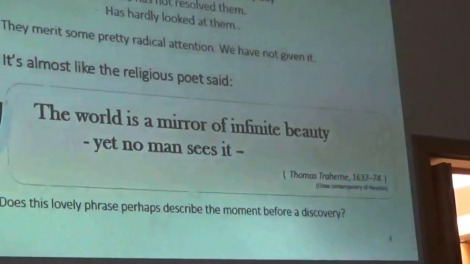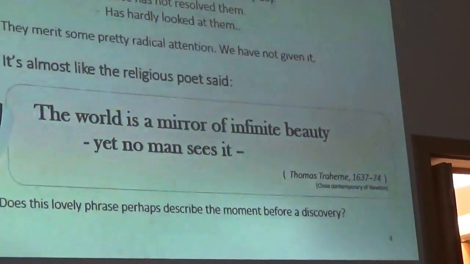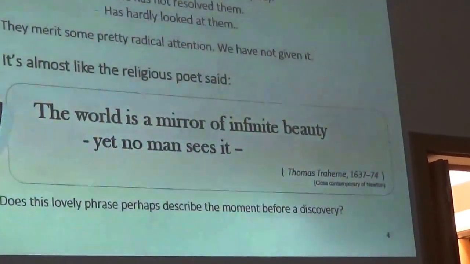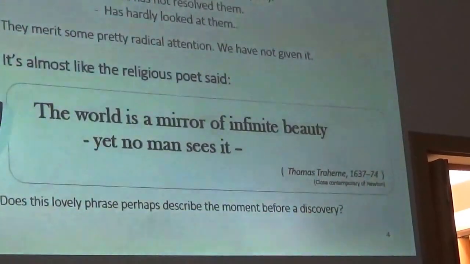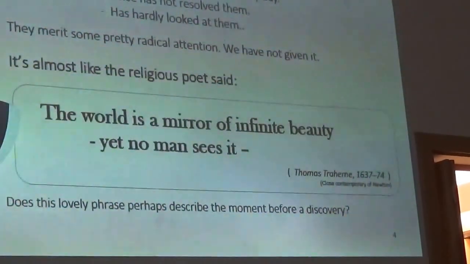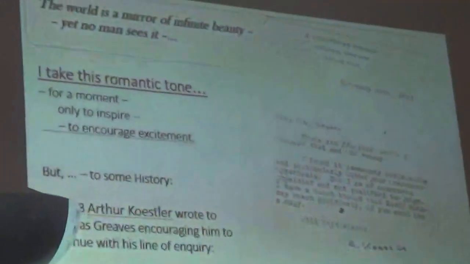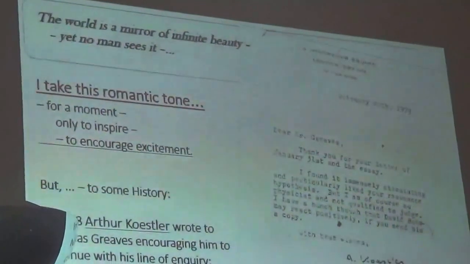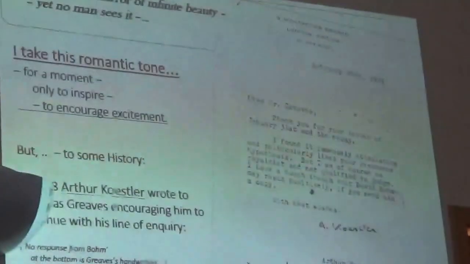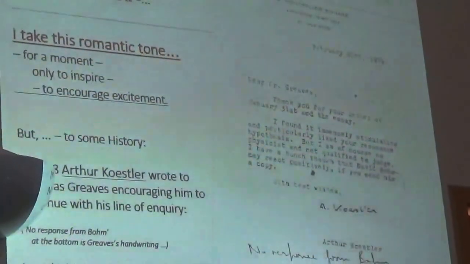We haven't given it. It's rather like this poet from the 16th, 17th century said, the world is a mirror of infinite beauty, yet no man sees it. Doesn't see the mirror nor the infinite beauty. And so I compare this phrase romantically to the moment before a discovery. The world is a mirror of infinite beauty, yet no man sees it. Now, I take this romantic tone just to inspire, because I think that's probably what this gathering is rather about. To inspire by taking a different view and to encourage excitement.